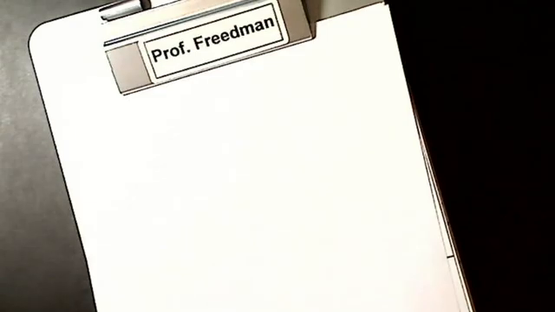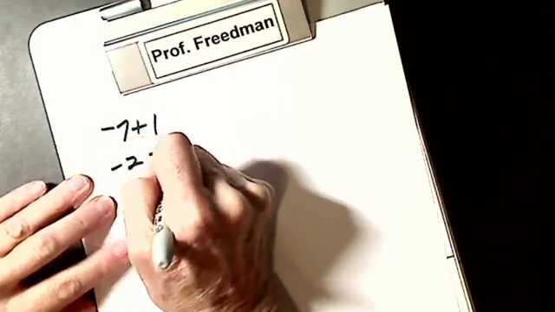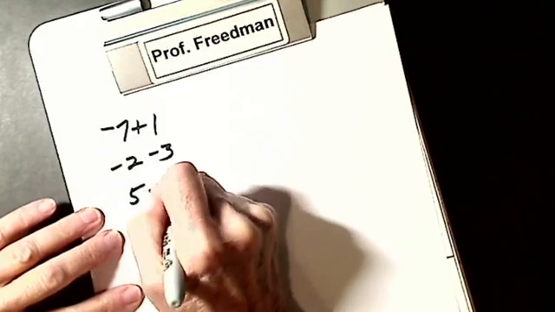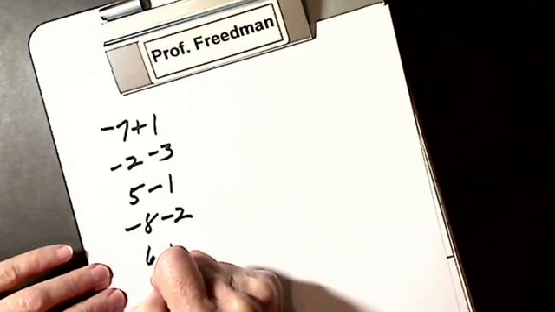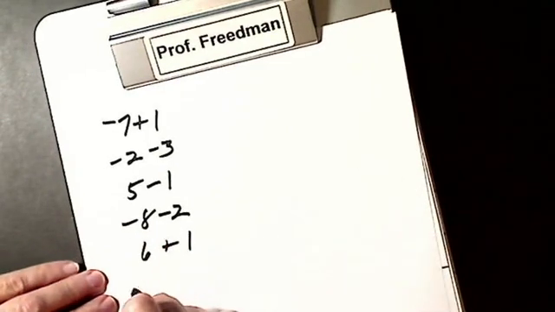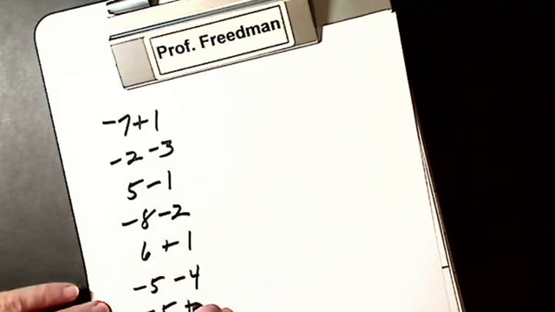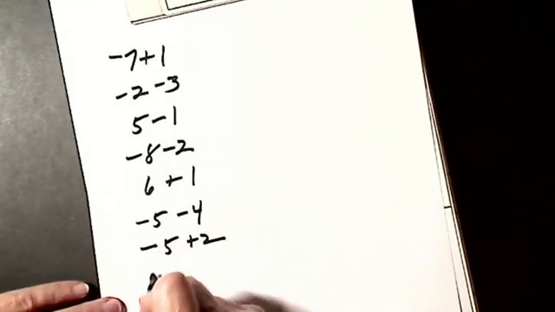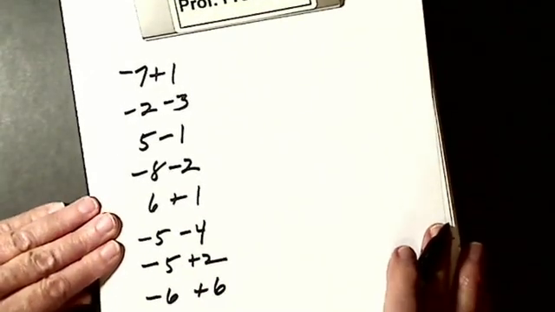So now we have to practice. So let's say I have -7 plus 1, -2, -3, 5, -1, -8, -2, 6 plus 1, -5, -4, -5 plus 2, and one more. -6 plus 6. All right, so here we go.